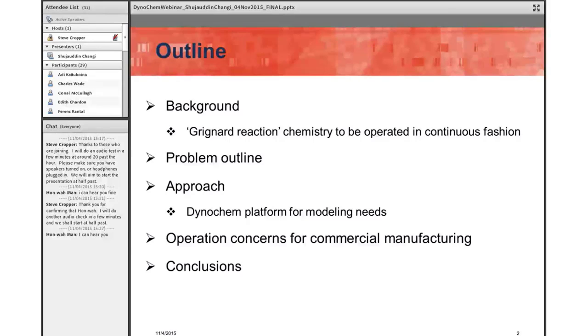So the outline of the presentation will be to discuss the background. Again, the main focus is going to be related to Grignard reaction chemistry with an emphasis on its operation in a continuous fashion.